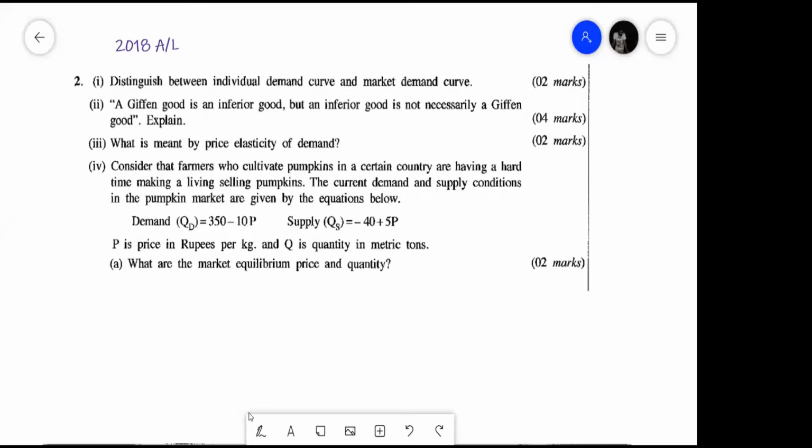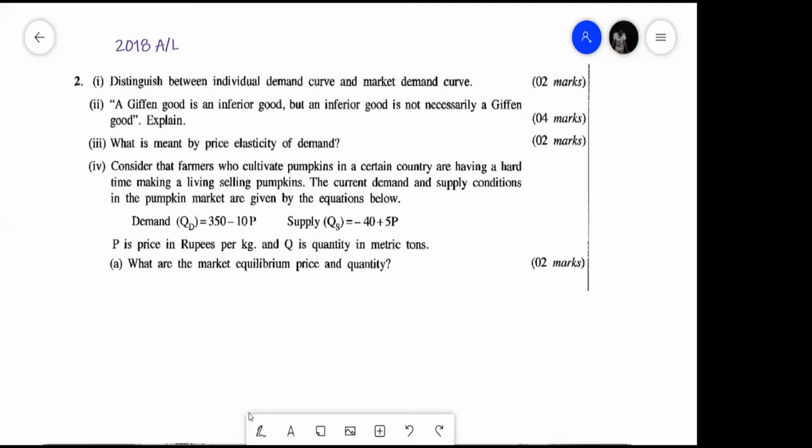Okay, they're asking about the individual demand curve and the market demand curve. There is nothing much you have to write. You can say the individual demand curve represents the demand of one individual for one good, and the market demand curve represents the demand of everyone for a certain good. So the curve is representing that. There is nothing big that you have to write, and I don't think you should overthink it because it's a 2-mark question. It's a very simple thing. They will not expect you to write something very big.